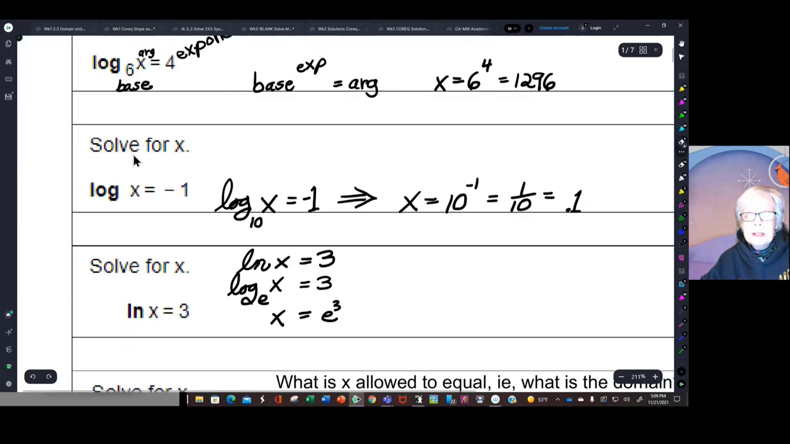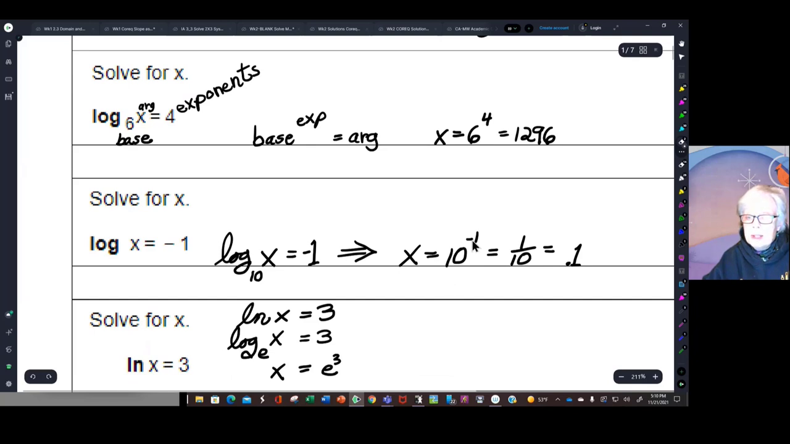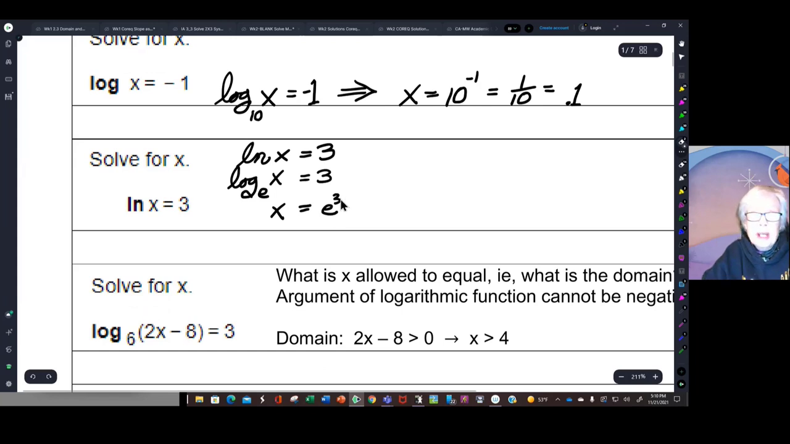All of these arguments have been just x, and I knew that the argument had to be greater than 0. So x has to be a number greater than 0. All of these numbers, 6 to the 4th power equals 1296, 10 to the negative 1 equals 1/10 or 0.1, e to the 3rd power, well, that's about 2.7 to the 3rd power. That's definitely greater than 0. So no problem.